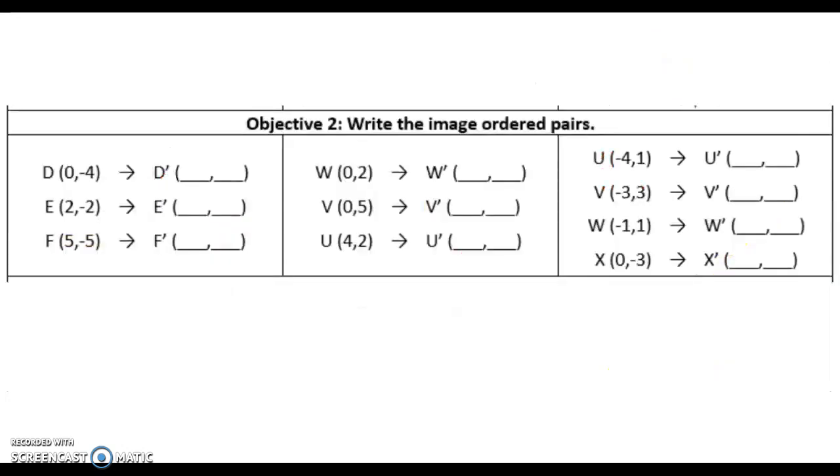Objective 2, we simply have to write the image ordered pairs. So again, this is our x-axis column, our y-axis, and our y equals x. So in order to write the ordered pairs, we simply need to remember the rule. So when reflecting across the x-axis, we change the sign of the y. So I'm going to focus on each y value and change their sign. So 0, -4 would become 0, 4. 2, -2 would become 2, 2. And 5, -5 will become 5, 5. All I've done was change each of the signs of the y value.